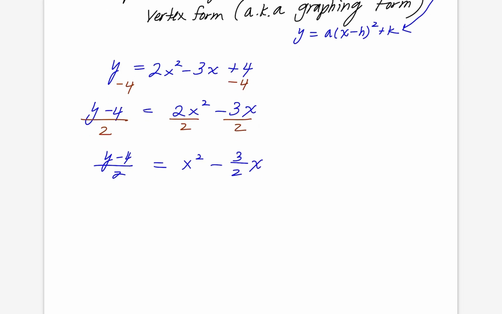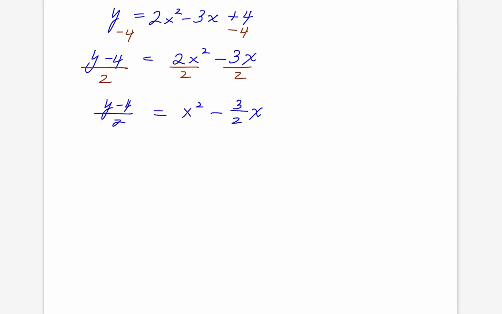Okay. And the next step is to complete the square. We're going to have to add squares to both sides. So I'm going to make a box. We're going to put a square. We're going to add squares to both sides of the equation. And that's what we mean by completing the square. You add the squares and make this a perfect square.